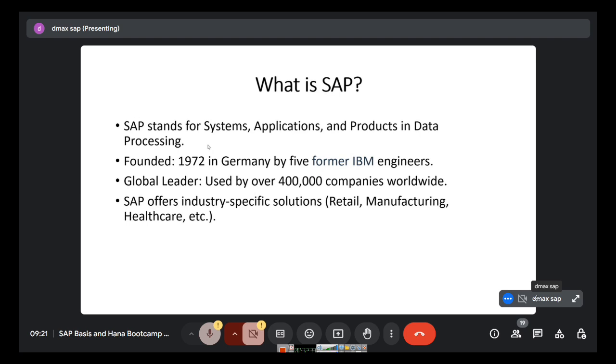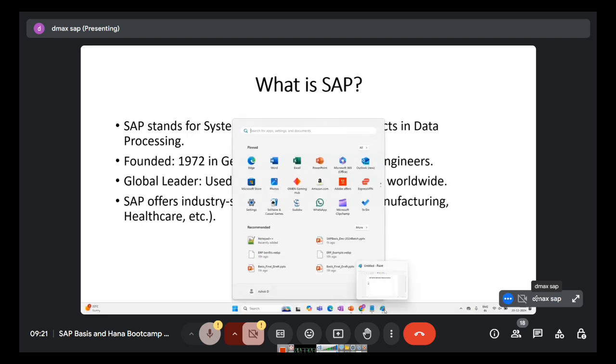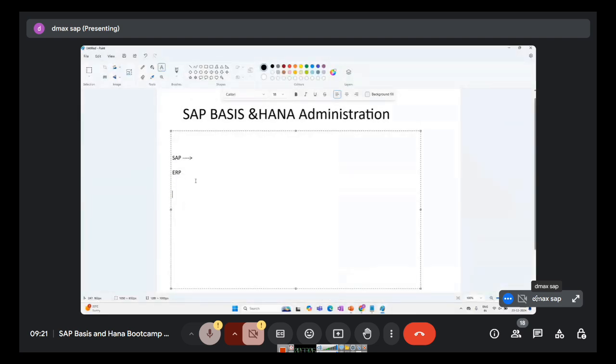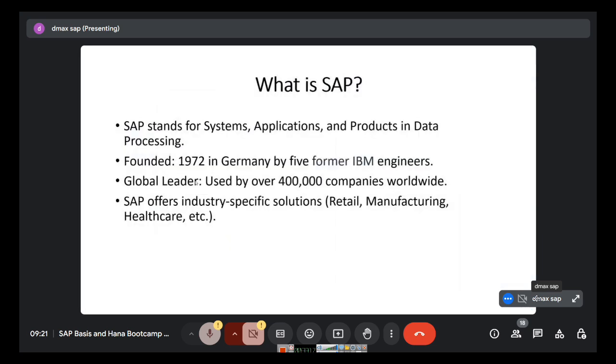SAP was founded in 1972 in Germany by 5 former IBM engineers. They were working in IBM and decided to build a system which can support all business needs. They started to research on that, and they invented SAP. And one more thing, you should not call it S-A-P if you are an SAP consultant. You should call it SAP. This is the first thing you have to remember.